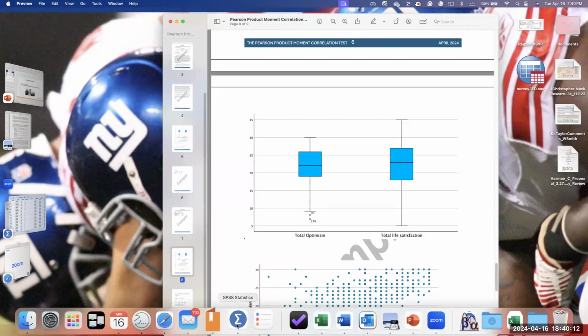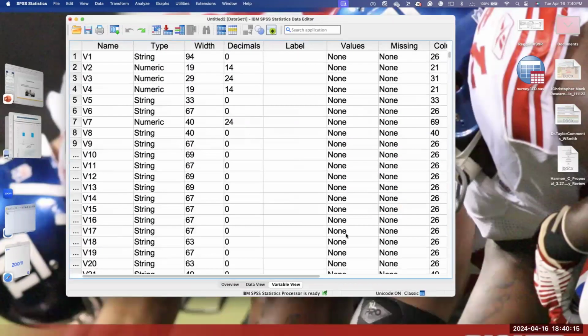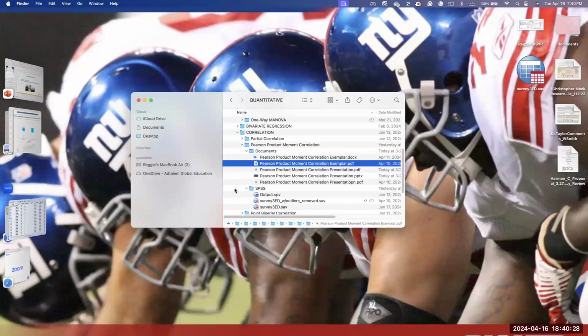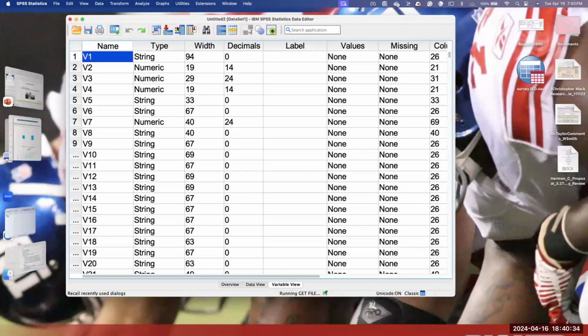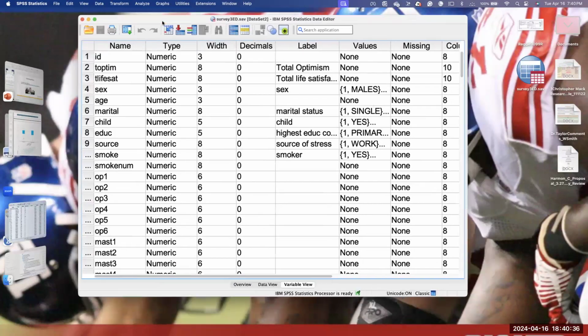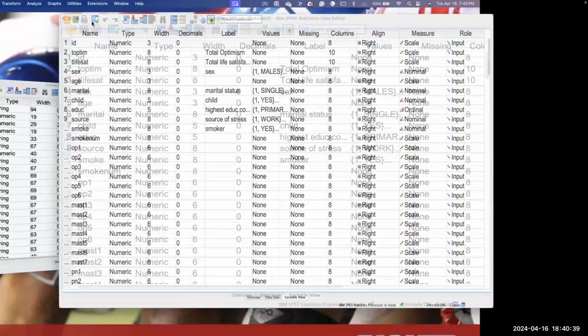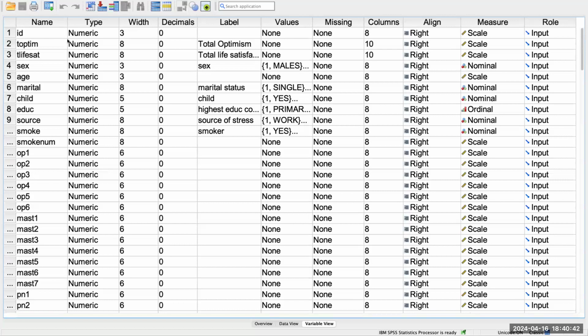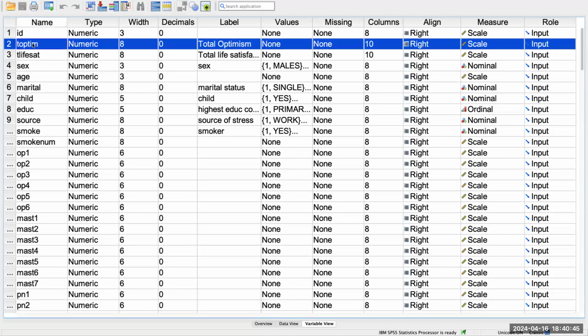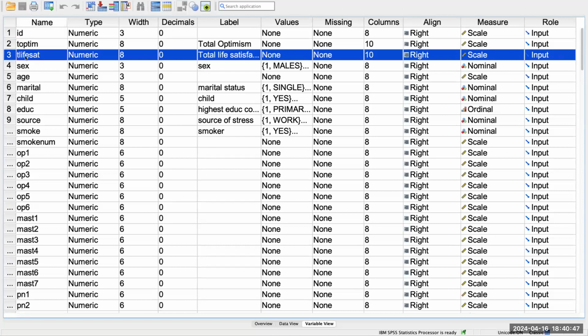But let's do something here now. What I have here is that I've opened up SPSS, and I'm going to open up the data set that we just looked at and show you how we looked at what we had there. Now, remember, we looked at the relationship between optimism and life satisfaction. And here are these variables right here: optimism, and total life satisfaction. And this is how they were labeled.